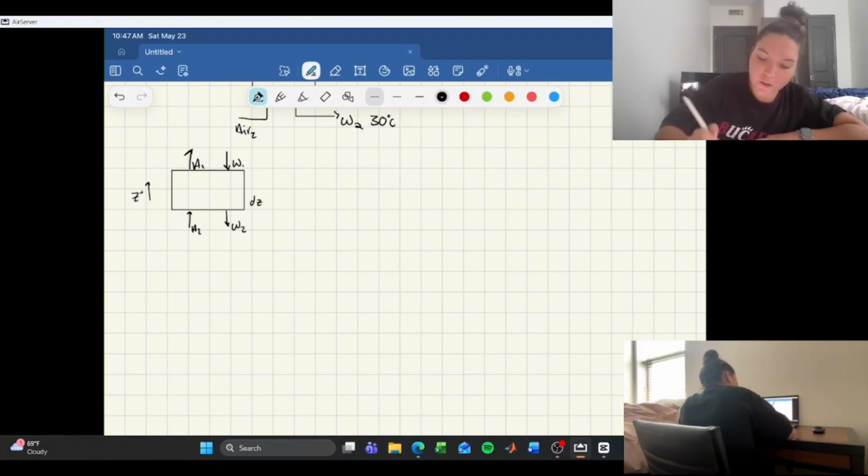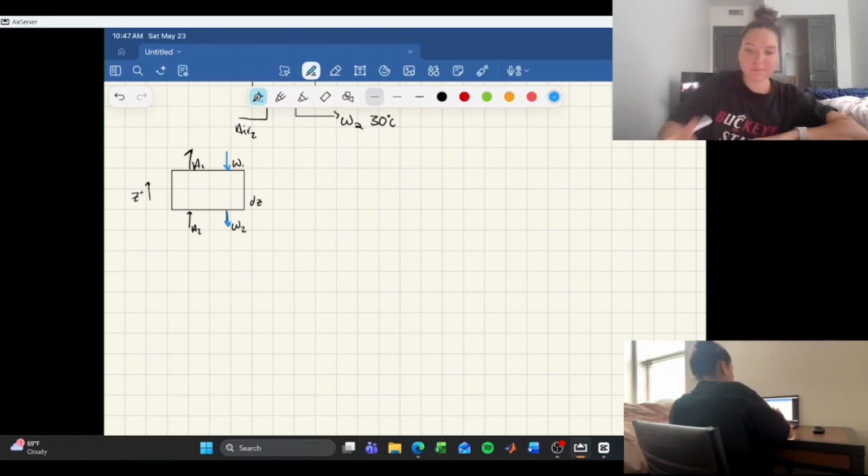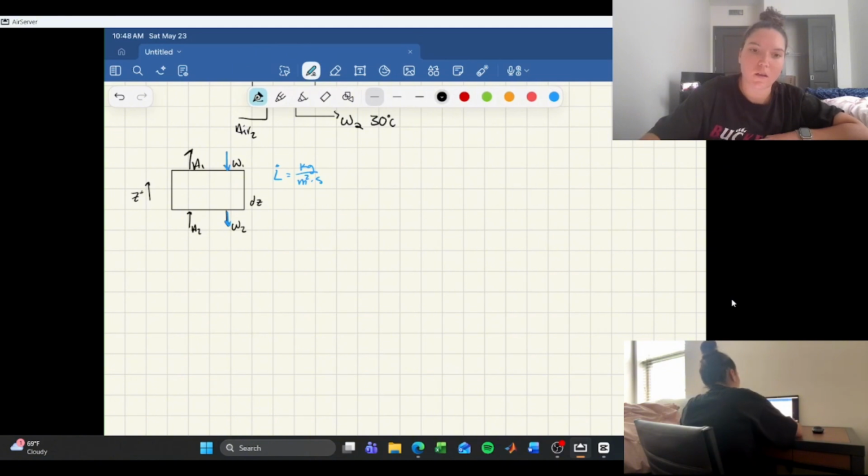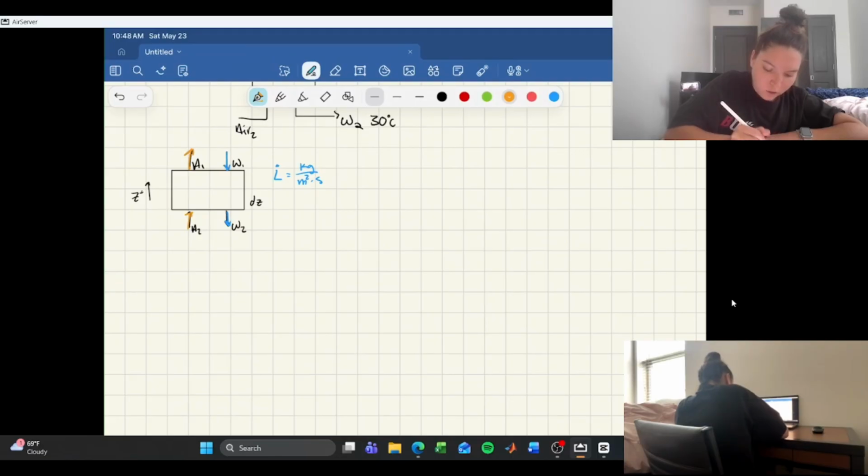So then for the liquid going through the packing, we're going to have the liquid flow rate, which is going to be in units of kilograms per meter squared times seconds. This is for the water flowing through the packing. And then for the air, we're going to have the superficial velocity.